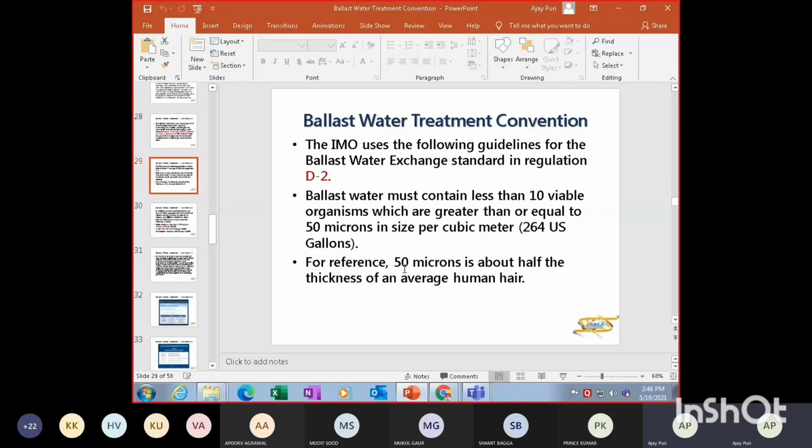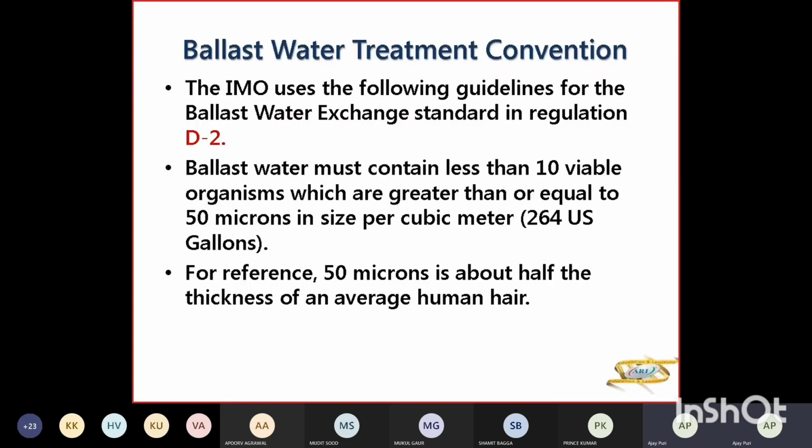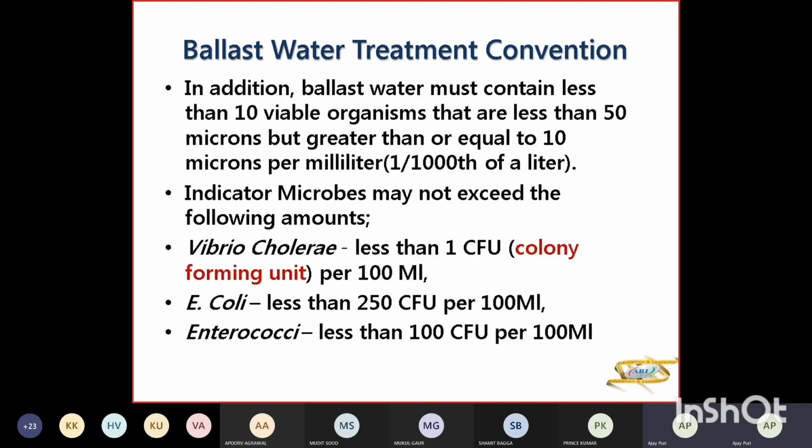Now for the D2 standard, ballast water must contain less than 10 viable, or 10 alive, organisms which are greater than or equal to 50 microns in size per cubic meter of the ballast water. And 50 microns is half the thickness of your average human hair. Plus, the ballast water must contain less than 10 viable organisms, or 10 alive organisms, that are less than 50 microns but greater than or equal to 10 microns per milliliter. 1 milliliter is 1 by 1000 of a liter.